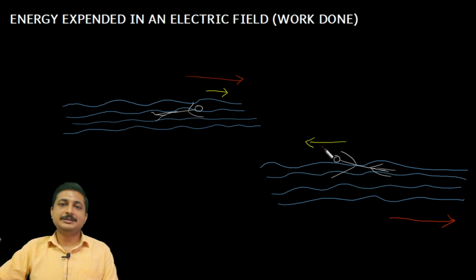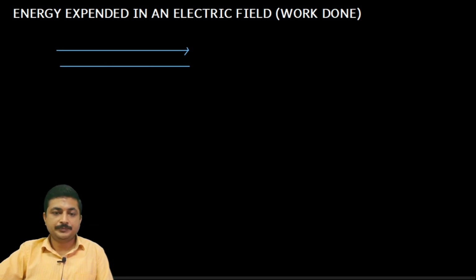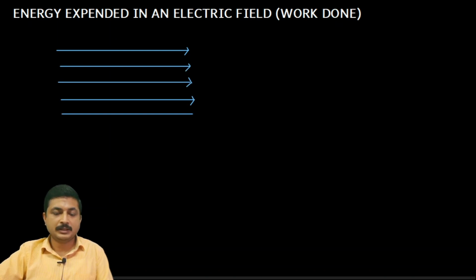Now keeping this in mind, let us take this river as the field and the swimmer as the charge. Let us see how we can mathematically express this for an electric field. So let me consider an electric field which is generated from a positive charge, and it is traveling towards some negative charge or infinity. I will draw an electric field using flux lines. So this is my electric field.